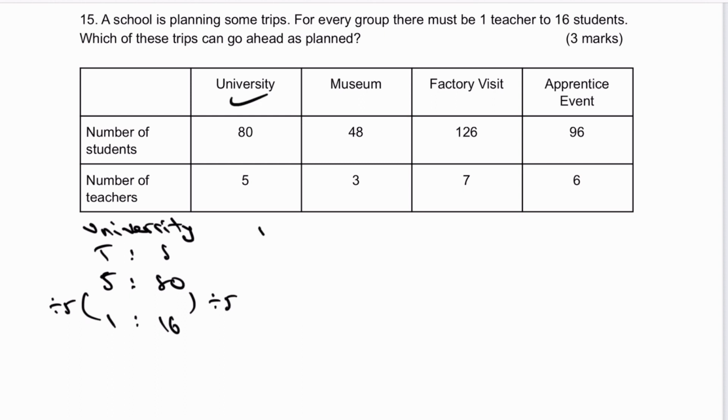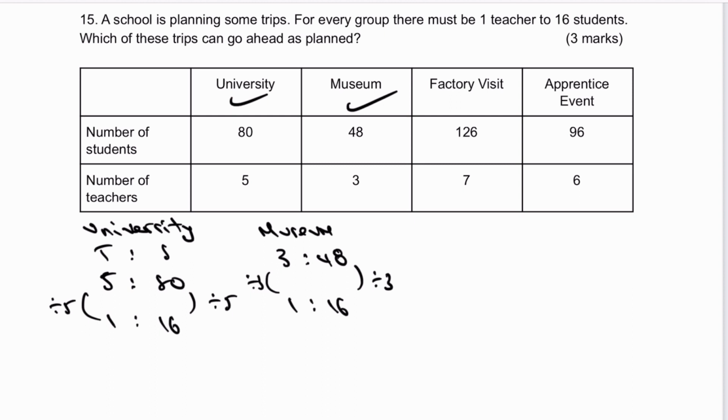Let's look at the museum. Okay, and I've got 3 to 48 teacher to student ratio. So therefore, if I divide that by 3, I get 1, which is fine. If I divide that by 3, I get 16, which is also fine. So therefore, the museum can go ahead.